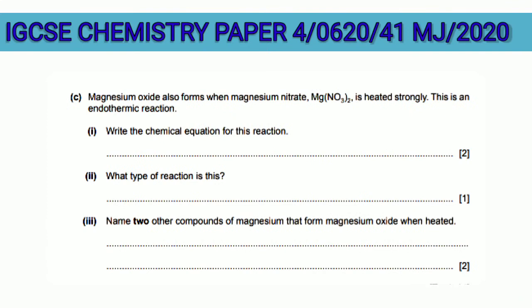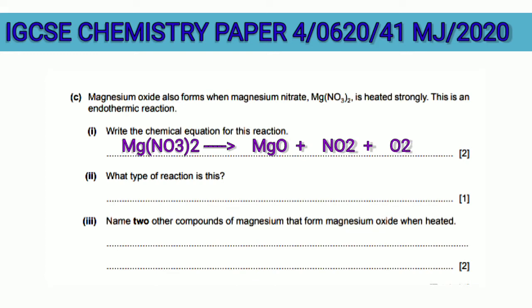Our next question is question 2c. Magnesium oxide also forms when magnesium nitrate, Mg(NO3)2, is heated strongly. This is an endothermic reaction. Question C1. Write the chemical equation for this reaction. And the equation is Mg(NO3)2 gives MgO + NO2 + oxygen.